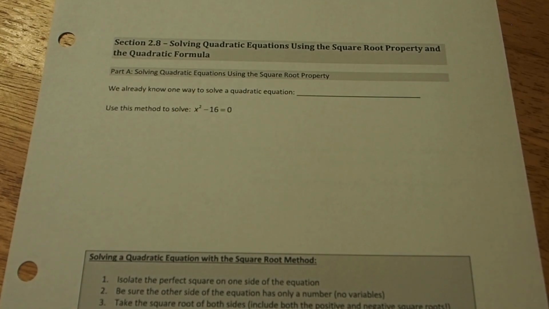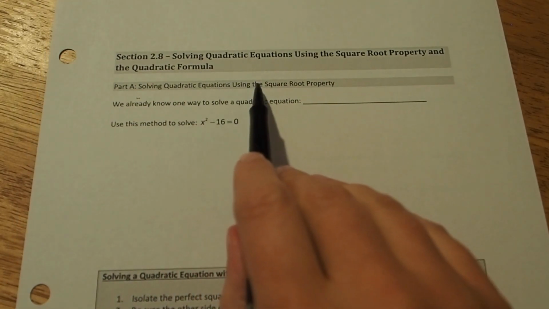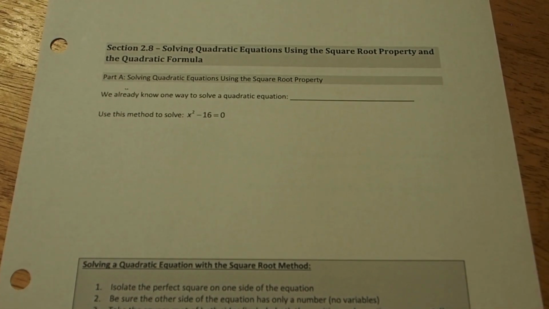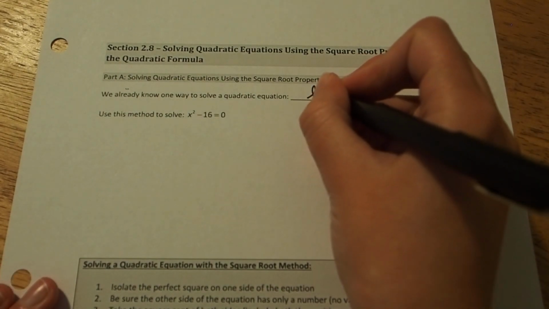Section 2.8 is on solving quadratic equations using the square root property and the quadratic formula. In part A, we're going to look at the square root property. The quadratic formula will be in part B.